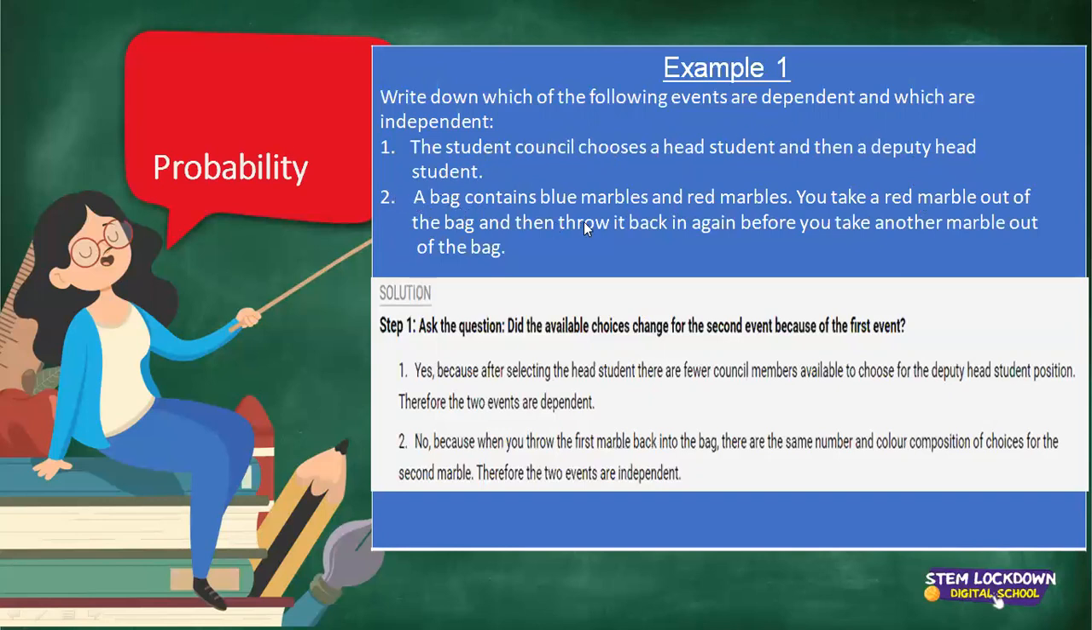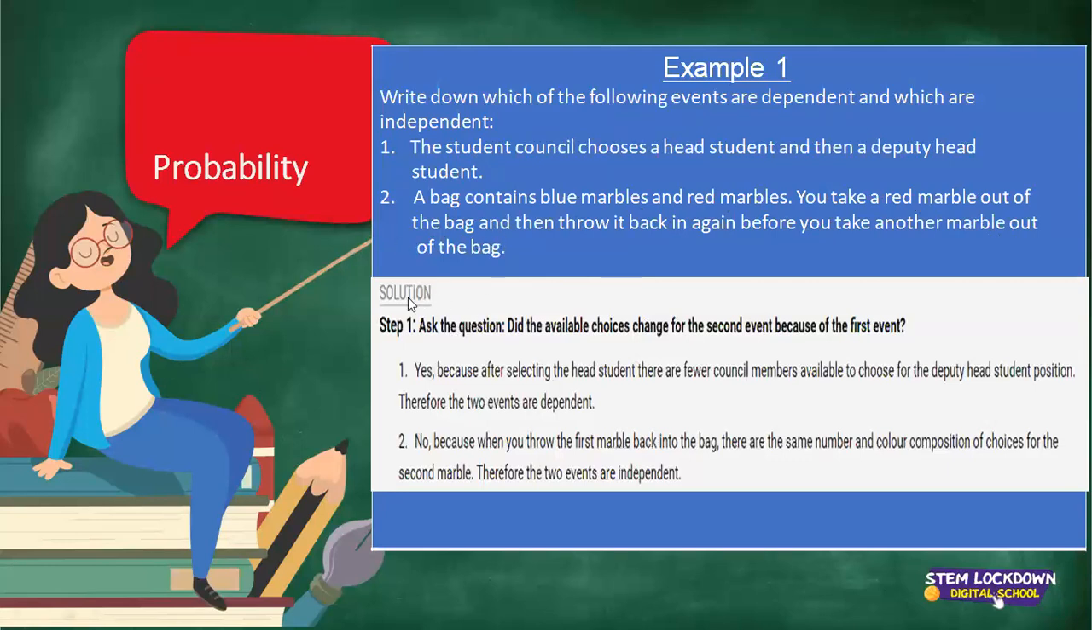Number 2, a bag contains blue marbles and red marbles. You take a red marble out of the bag and then throw it back in again before you take another marble out of the bag. So two events here, from a bag containing red and blue marbles. The first event is choosing the first marble, the second one is choosing the other one. Because the first one was thrown back, the result of the first one will not affect the result of the other one. So they are two independent events.